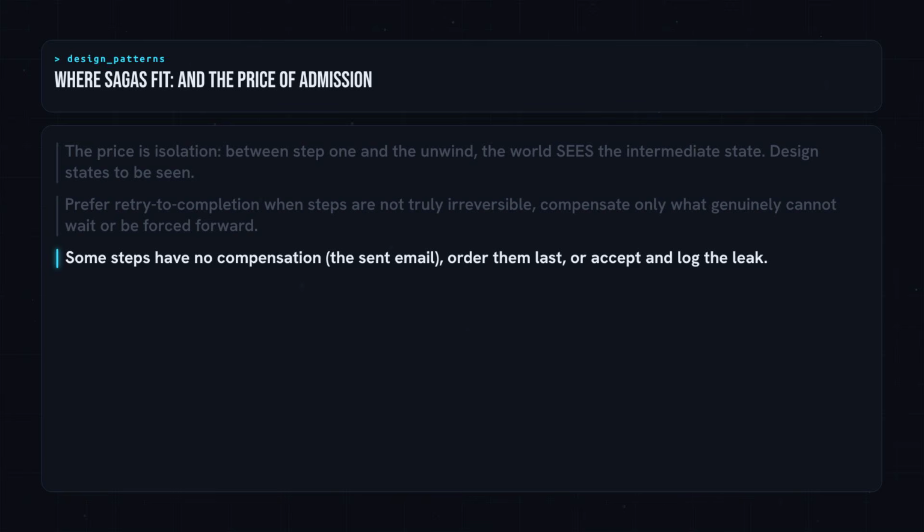Third, some actions have no compensation. The email is read, the webhook fired, the text message arrived. You handle those with ordering. Put the irrevocable step last, after everything failure prone has succeeded. Or you accept the leak explicitly and log it, rather than pretending a compensating apology email is an undo. Pattern, machinery, price. What is the checklist you carry back to your own systems?